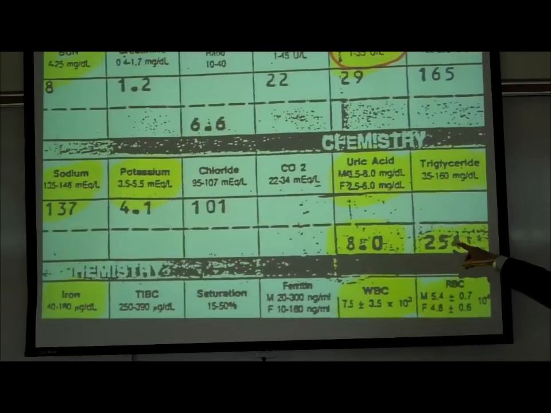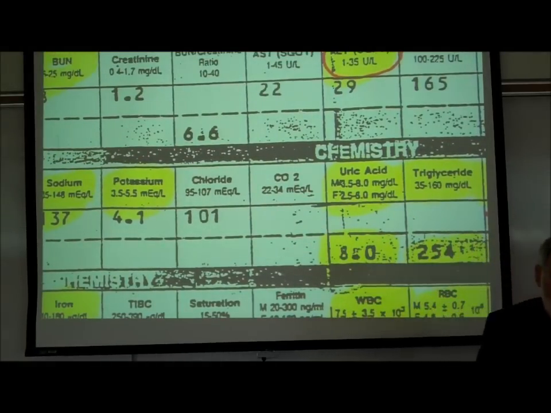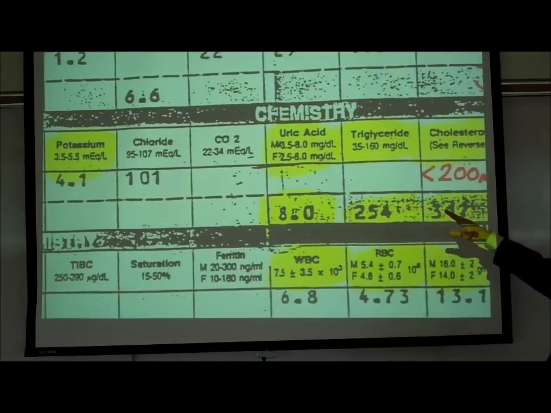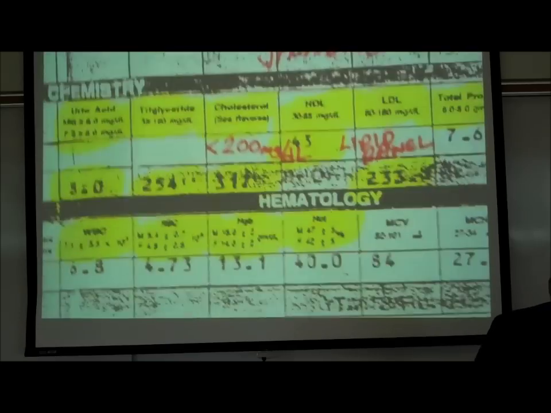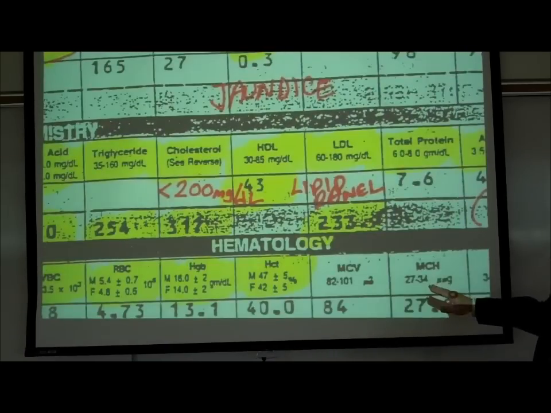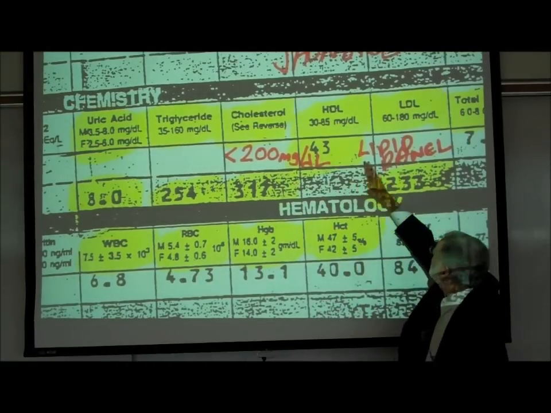All right, looking here, we're going to talk more about carbon dioxide as we move on to the respiratory system. We've already spoken of uric acid. So just to the right of uric acid in the second row, it says triglyceride level, cholesterol, HDL, and LDL.